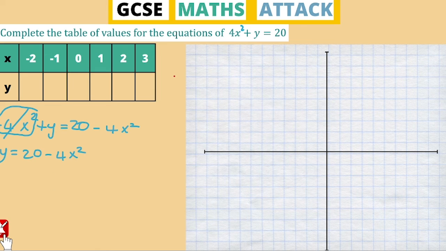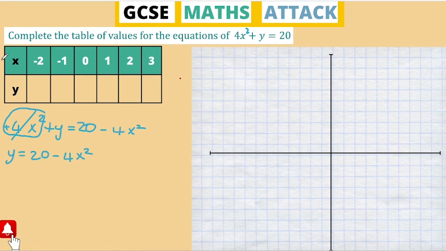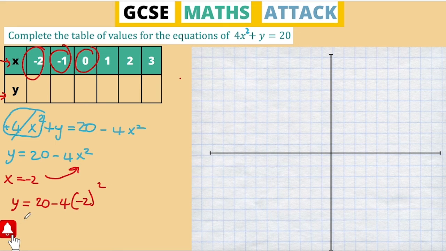It's quite straightforward from here. I can see that this is the x row and this is the y row. This is x equals -2, this is x equals -1, this is 0, and so on. So if x equals -2, y is equal to 20 minus 4 times -2 squared. -2 squared is +4, so y equals 20 minus 4 times 4. 4 times 4 is 16, and I know that 20 take away 16 is a positive 4.